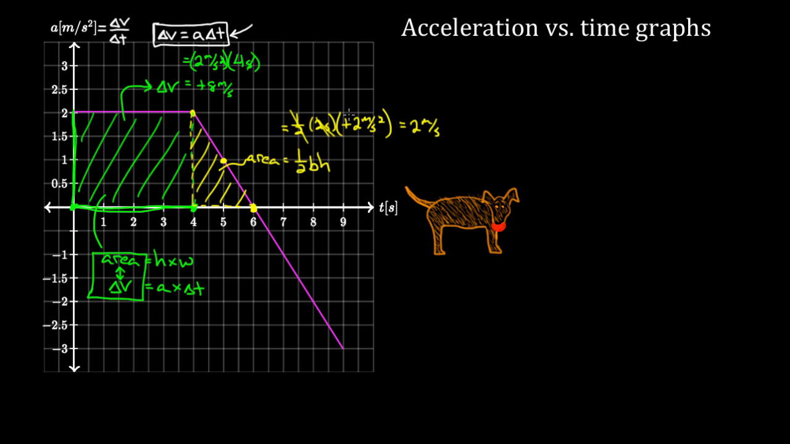meters per second. That's going to be the area. That represents the change in velocity. So Daisy's velocity changed by 2 meters per second during this time. Now you might object. You might say, wait a minute. I'll buy this over here because height times width is just a times delta t. But triangles have an extra factor of a half in them, and there's no half up here. How can we still make this claim?